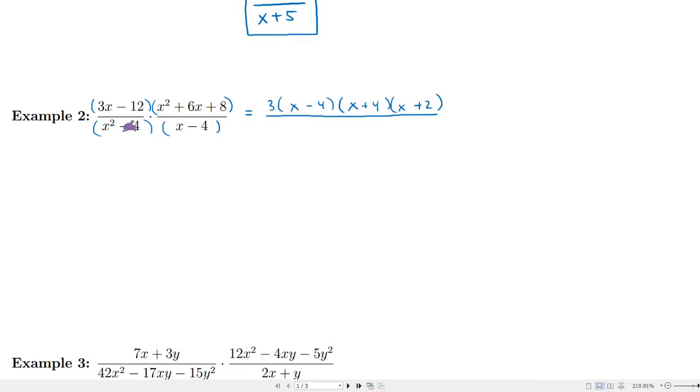Divided by a difference of squares, so that's x minus 2 times x plus 2, times x minus 4. And now let's reduce. So the x minus 4 is reduced. x plus 4, there's nothing to reduce. x plus 2, we can reduce that. And we get our answer, 3 times x plus 4 divided by x minus 2.